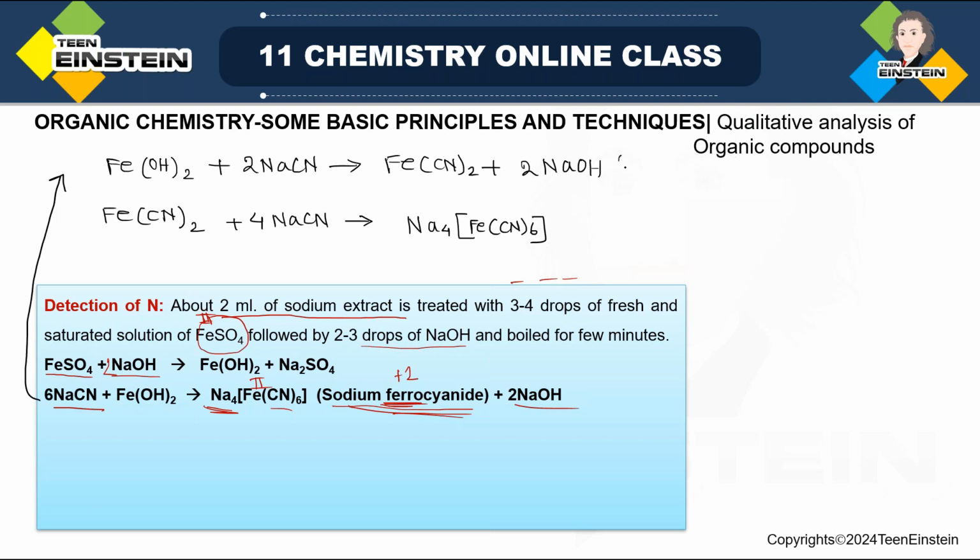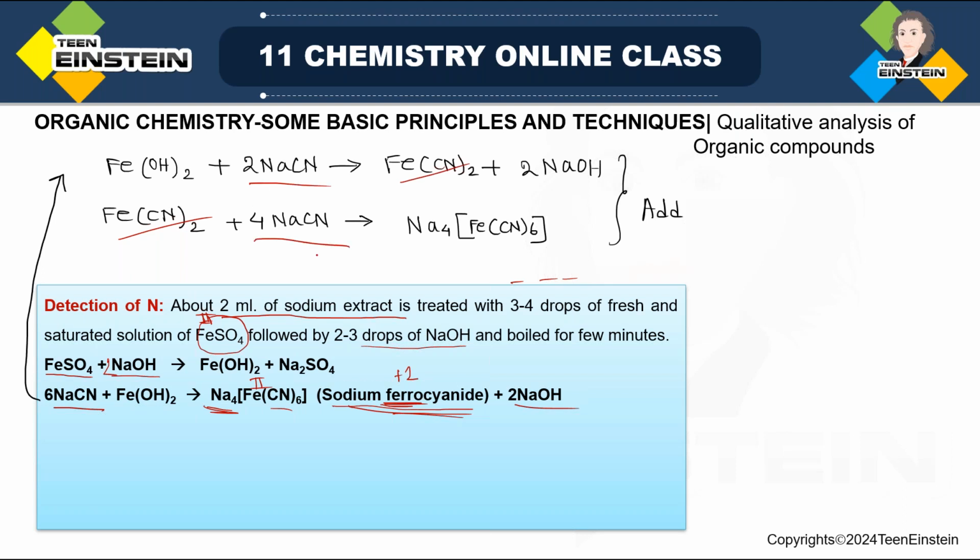Now these two equations, if you add, basically you will get the equation that is already mentioned here. So what will happen here? Some compounds will be cancelled. Fe(CN)2 is present on both sides. For the second equation, it is on the left hand side. For the first equation, on the right hand side. So these two will be cancelled.